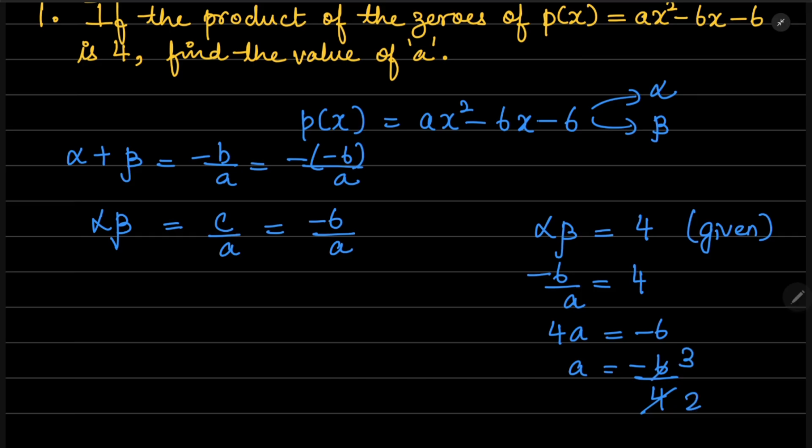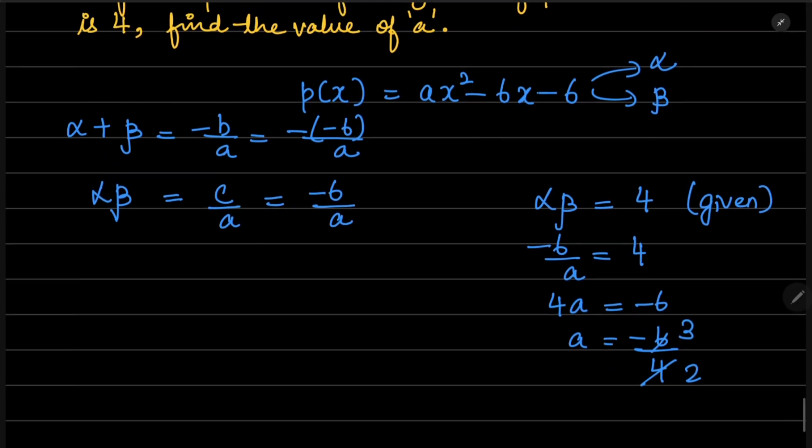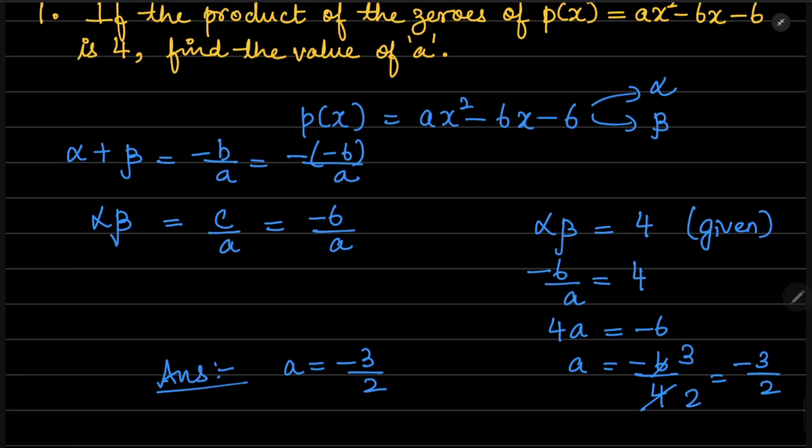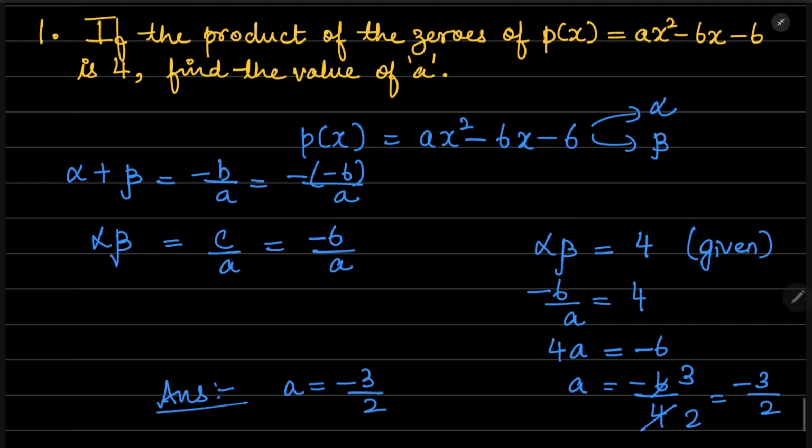So 2 2s are 4, 2 3s are 6. So what is the value of a? A is nothing but minus 3 by 2. That's your answer. So the value of a is nothing but minus 3 by 2. A very easy question.